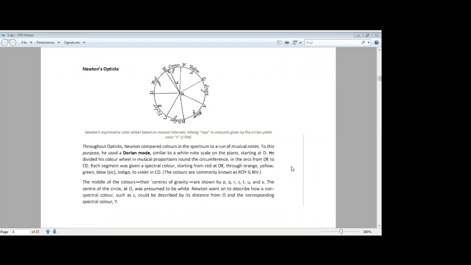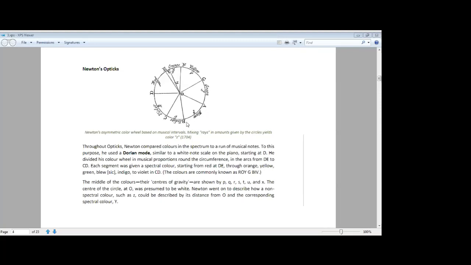Okay, so what it says is that it is an asymmetric color wheel, which is based on what we call musical intervals. So you are mixing different rays in amounts given by these circles that yield color Z. At the top you have an orientation of colors starting from A. If you see at the bottom right, A is there. So you have blue, which is written in a different manner here, BLEU. In the language where he developed this thing, it was written like that.